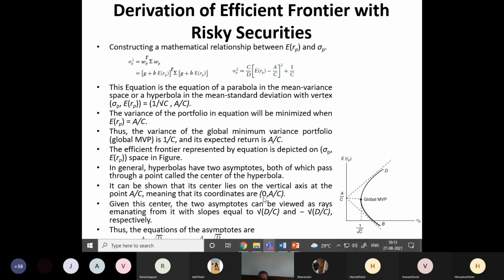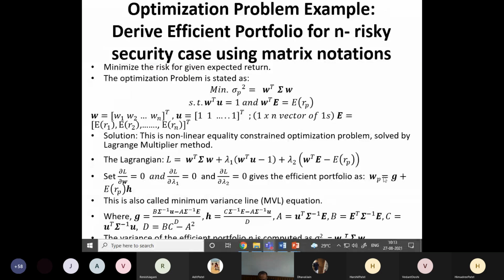This is very important. Now let me go further in the analysis of this, and we have seen this sigma P square equal to WP transpose into sigma into WP. And what is WP? We have derived it is linearly related to ERP by this equation G plus ERP into H, and G and H depend on A, B, C, D, E and ultimately on sigma and U and E, right?